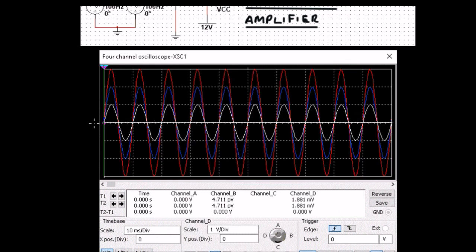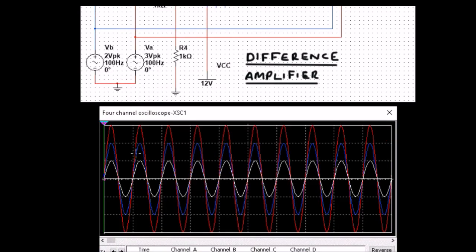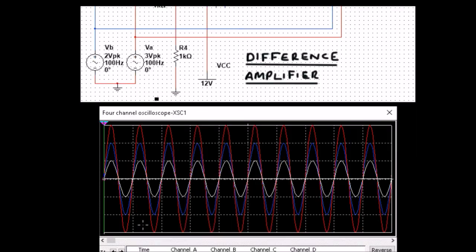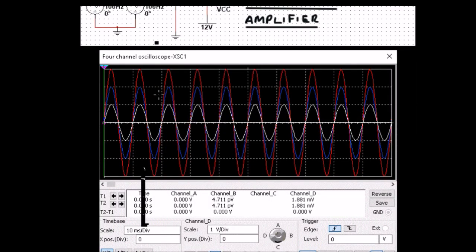And there you see, that's exactly what Multisim has done. We've got our 2 volt signal in here, that is our first input, and we've got our 3 volt signal in red, that's our other input, and the amplifier amplifies the difference. The difference between these two is 1 volt, and it's going to amplify it by a factor of just 1, so you just get 1 volt on the output. Okay, so that is the difference amplifier.